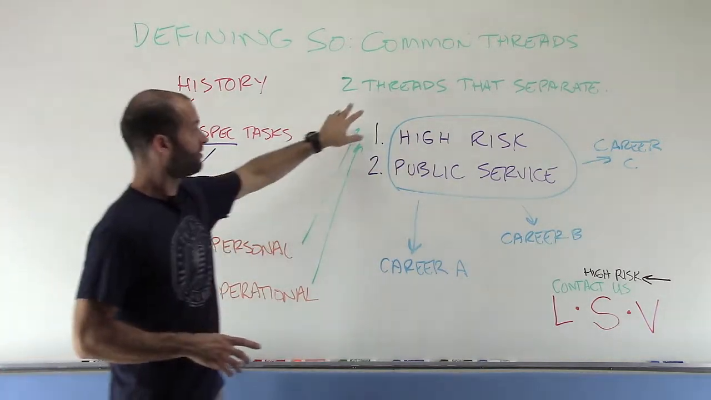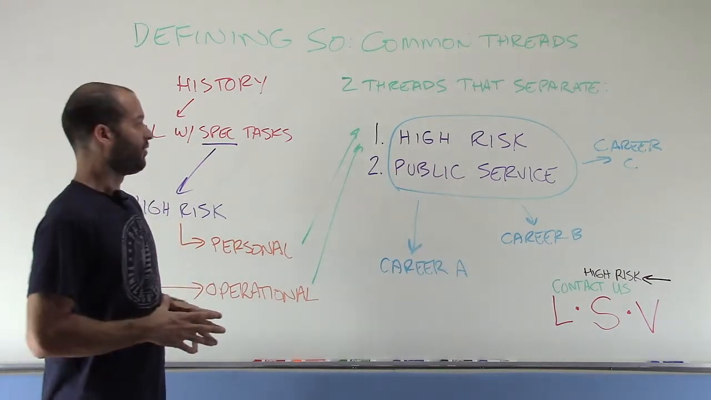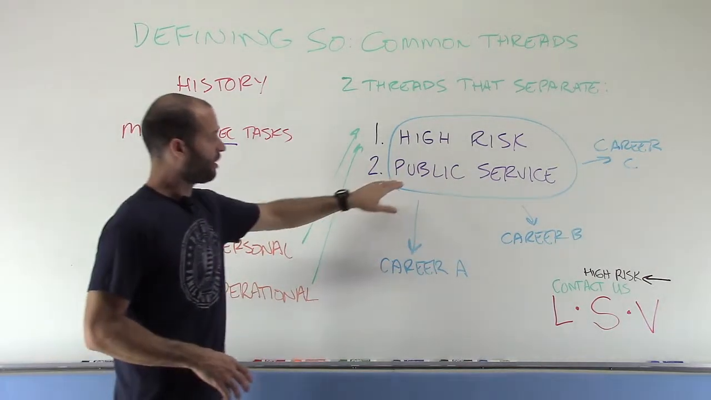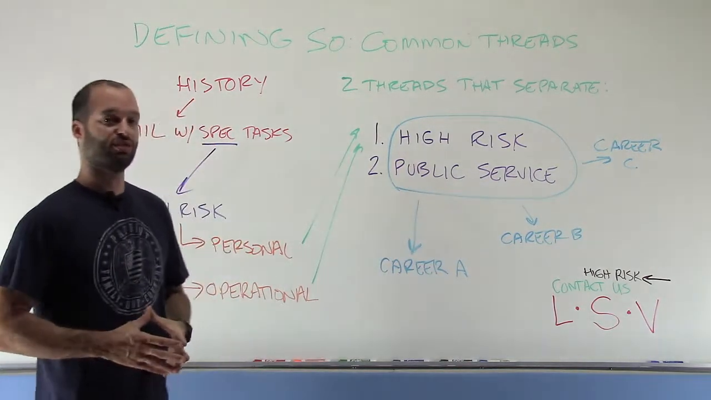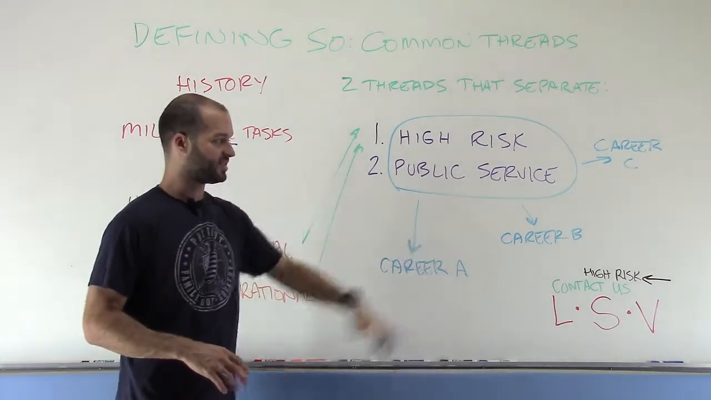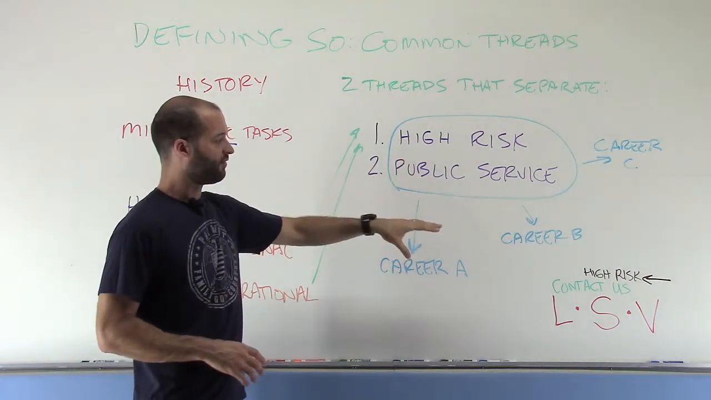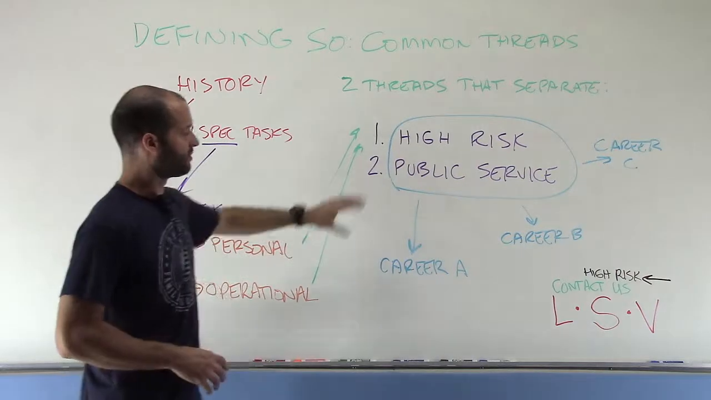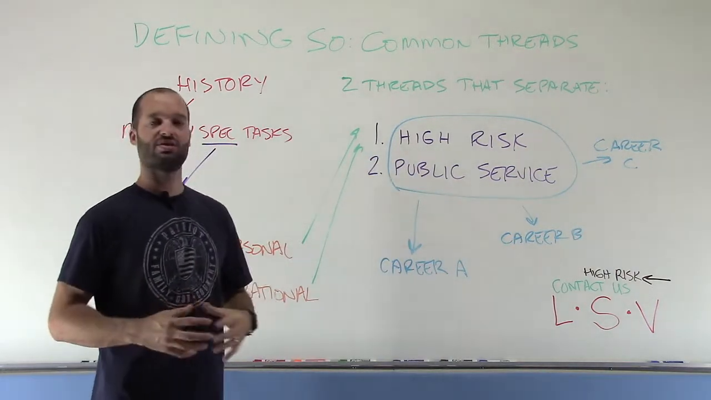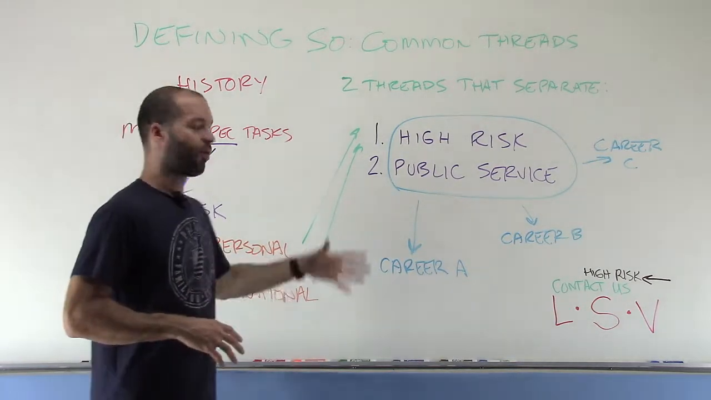Now, high risk is one of the two threads that separate special operations careers as we define them from other typical careers that we would not consider part of special operations. The other common thread is that it's in the public service. We're going to go into high risk and public service in more detail. In fact, the next lesson is about defining high risk a little bit more. But regardless of the exact definitions of high risk and public service, when you have these two, they tend to apply equally to the same types of careers, and you tend to see that the same types of people are involved in those careers.